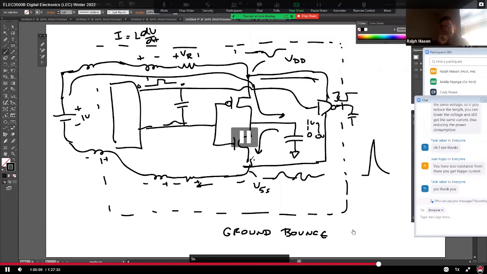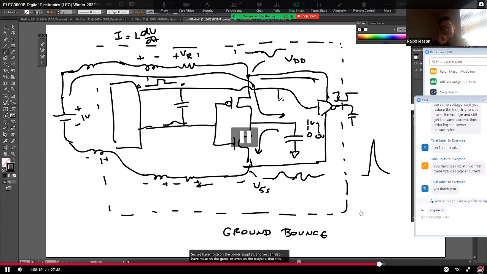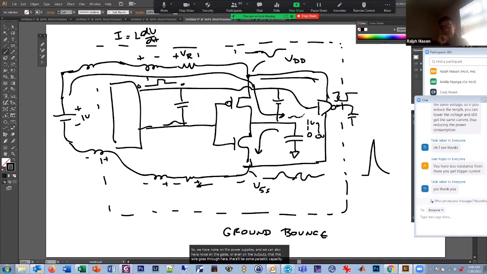So we have noise on the power supplies, and we can also have noise on the gates or even on the outputs. If this wire goes through here, the parasitic capacitance will cause little bumps here. So because this whole circuit is compressed into this small area, we have these parasitic capacitances and resistances and inductances, and we get all kinds of noise from the circuits coupling into each other. Does that make sense?